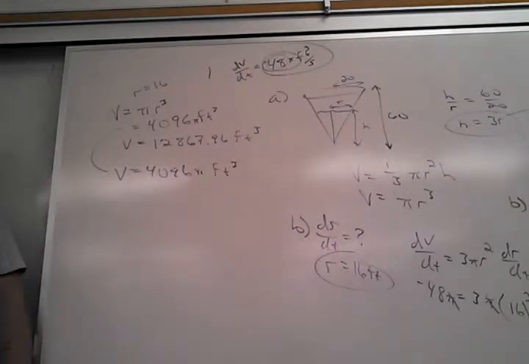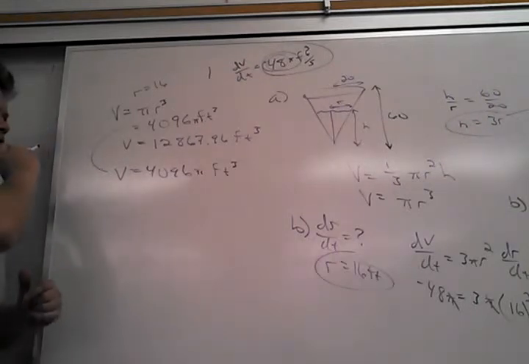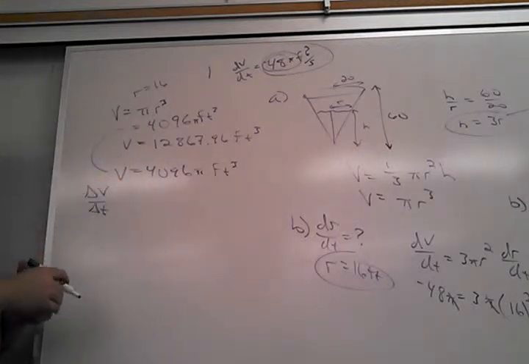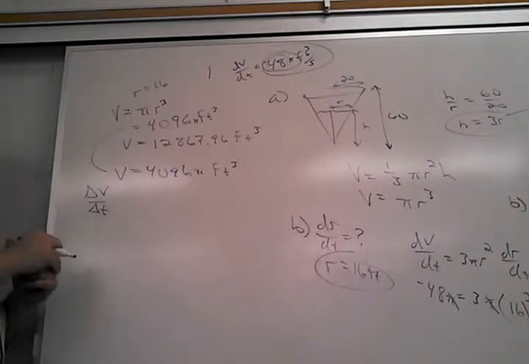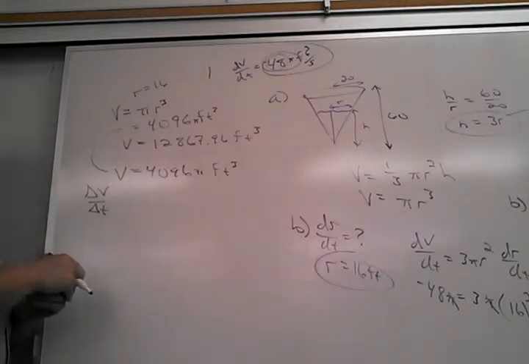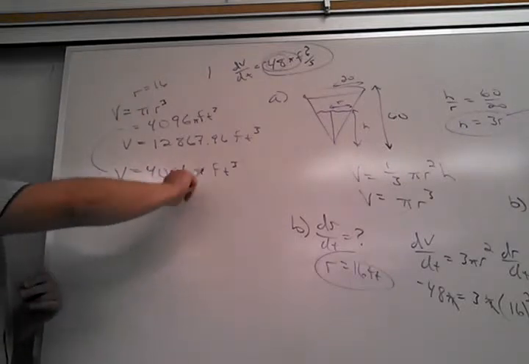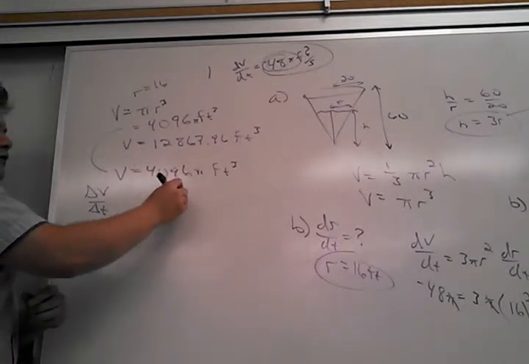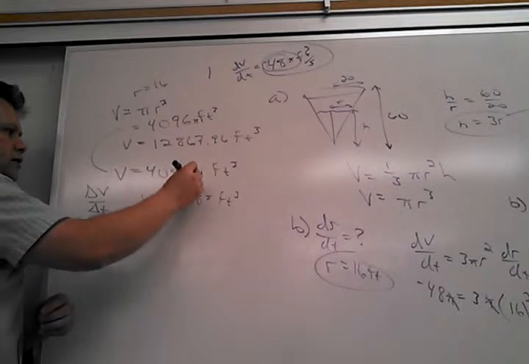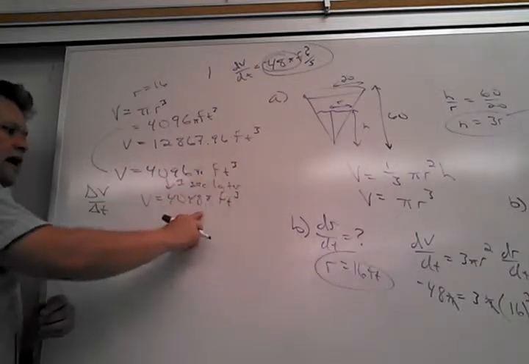All right, so let's see what happens. Now, stay with me. If I change this, it's not going to be perfect because it's a big change. If I wait 1 second, won't it go down by 48 pi cubic feet per second? That's the whole idea here, right? So if I subtract 48 pi, this will leave me with 4,048 pi. So 1 second later, I've got that much in there, right?